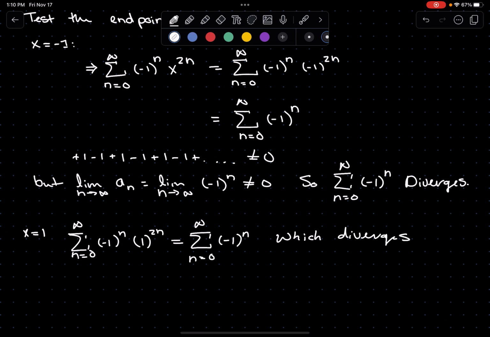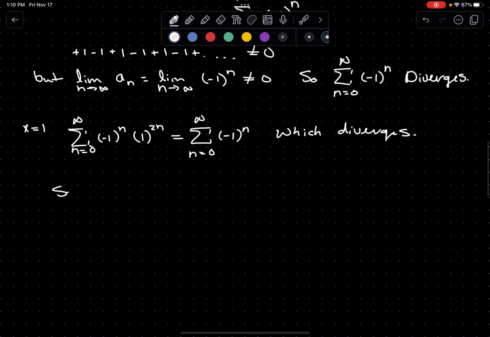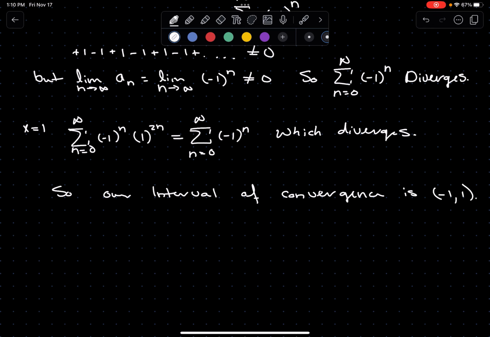Right. So our interval of convergence is negative 1 to 1, not including the endpoints. Okay, so hopefully that clears up any questions. If you are confused, just let me know.